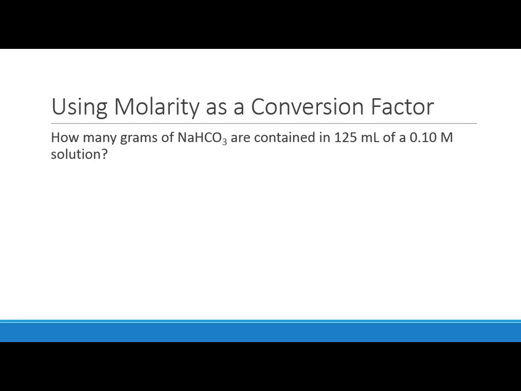So this is kind of an interesting thing, but remember that molarity, for instance, if I say that something is, in this case, a 0.10 molar solution, that's the exact same thing as saying it's 0.10 moles per liter, or I can rewrite that and say that 0.10 moles is equal to 1 liter. Because if it's 0.10 moles per liter, that means if I have 1 liter of solution, it's going to contain 0.1 moles of stuff, right?